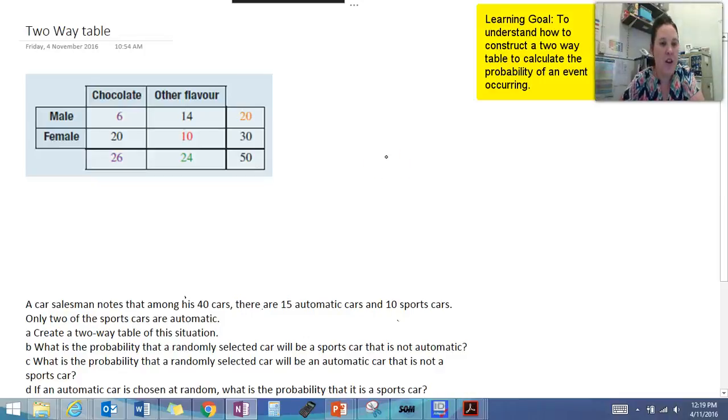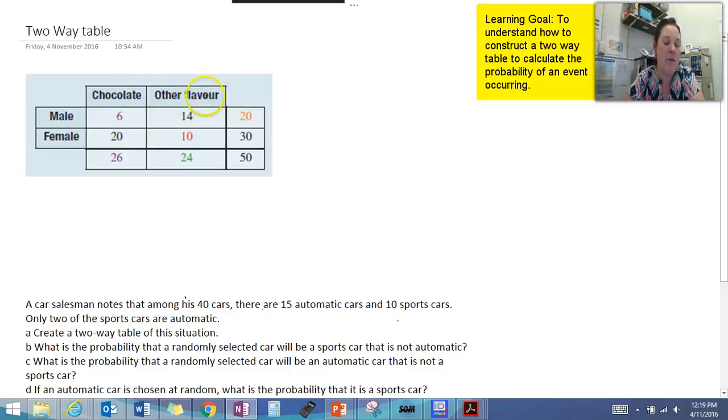Hi guys, so this video is about how to construct a two-way table. So two-way tables, they look like this diagram here. And as you can see, they're made up of a number of categories, and we're looking at two different types of categories here, and that's generally why we would use a two-way table when we're examining the links between two different categories. So we've got our male and female here, and we've got our chocolate and other flavour here.